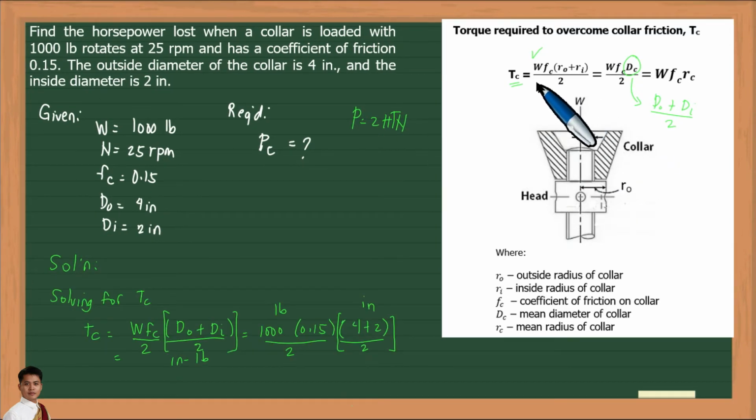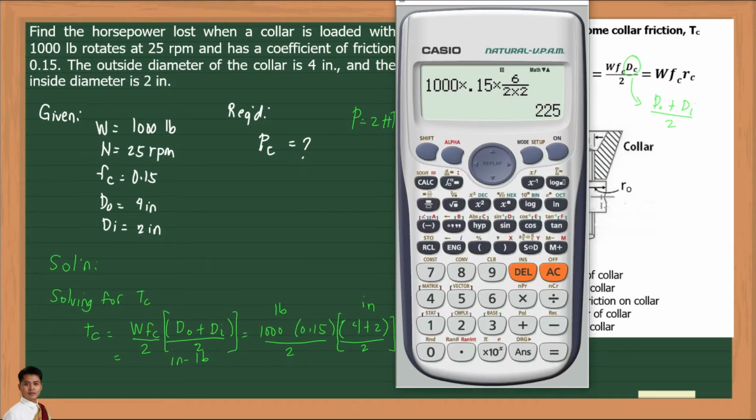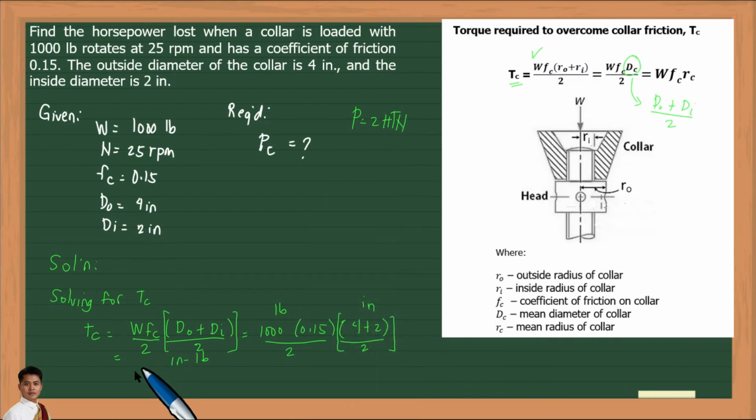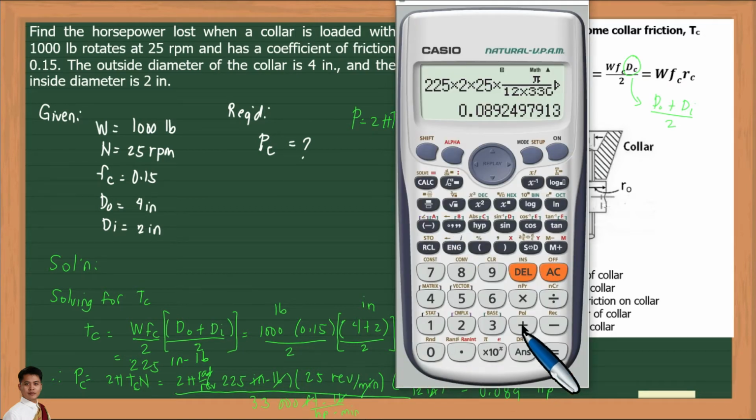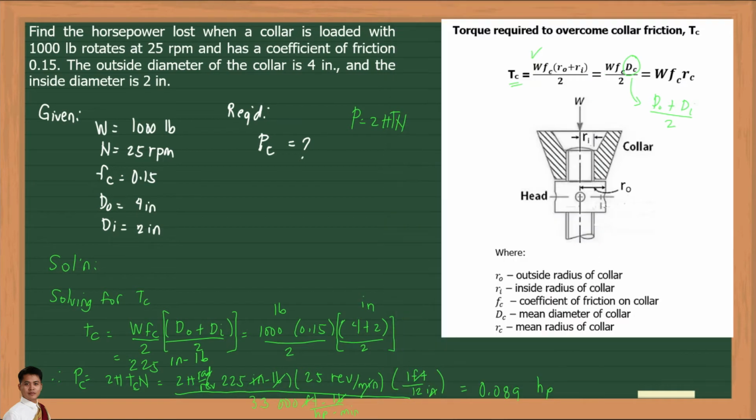So, let us use this formula, but we are going to use D sub C, wherein that is only the average of these two. So, kaya magiging ganito yung ating equation. And then, substituting D sub O and D sub I, and W, and then yung F sub C. So, masasolve natin dito yung torque, which is equal to 225 inch-pound. So, therefore, we can now substitute this torque to our formula. Then, let us convert yung inch sa feet para magamit natin yung ating conversion factor na 33,000 foot-pounds per horsepower-minute. Pero syempre, pwede rin kayong gumamit ng ibang conversion factor. So, this is equal to 0.089 horsepower.